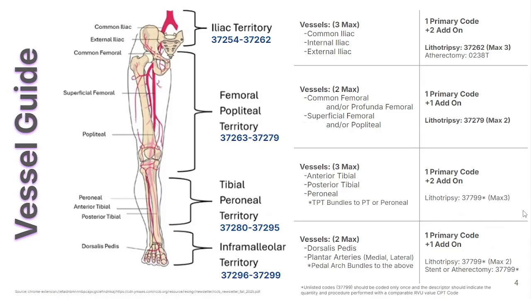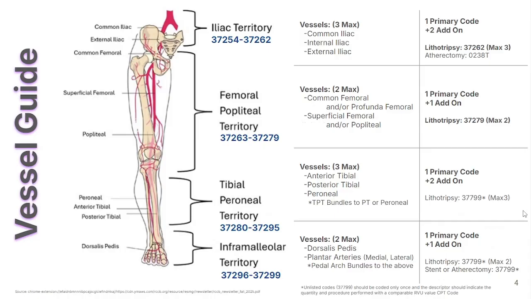The tibial area has a 3 max coding limit. We have the anterior, posterior, and peroneal, just as we did before. And as before as well, the trunk bundles to the 2 other vessels, the posterior tibial and the peroneal. So in this territory, you can have 1 primary code and 2 add-on codes. Lithotripsy this year has not been provided for this area. So for now, it's a suggestion to add 37799, with a possibility of 1 per each vessel, with a maximum of 3.